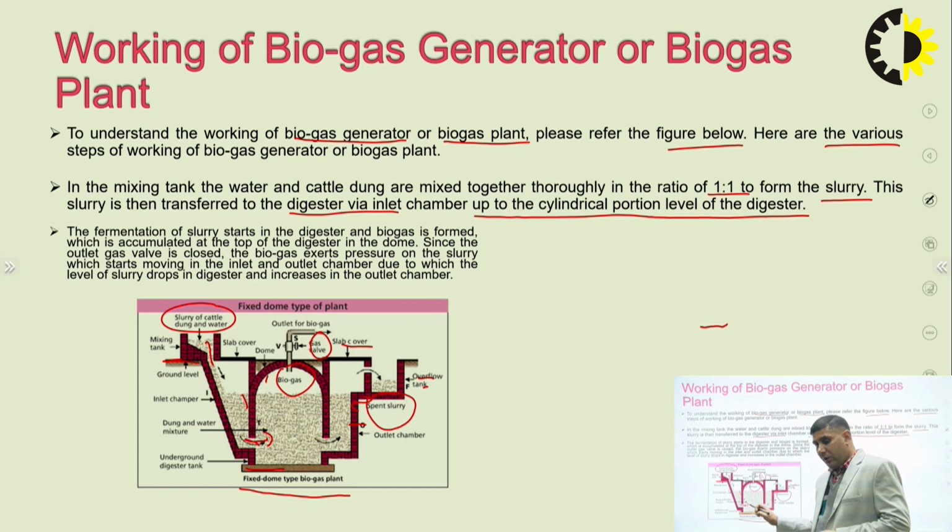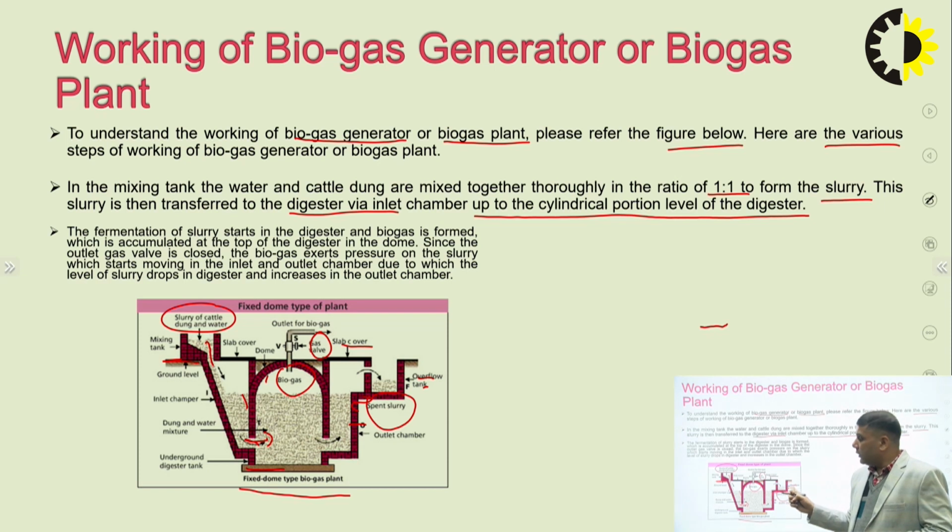Other types are the mixed type and Deenbandhu type biogas power plants, which I will discuss in the next lecture. So this is the basic fixed dome type structure of a biogas plant.